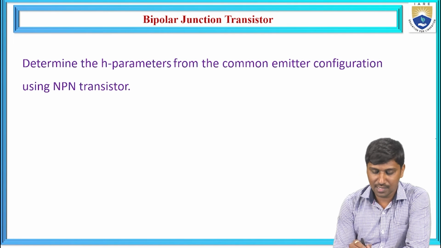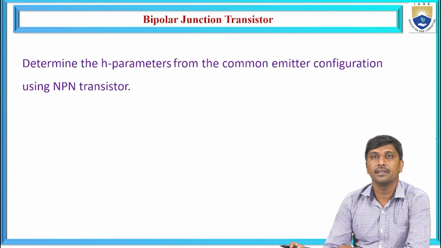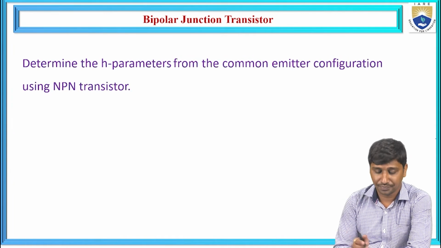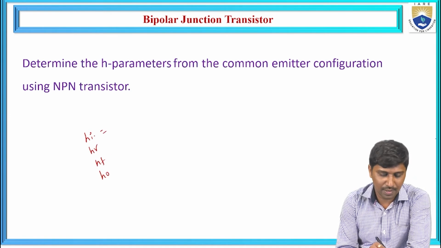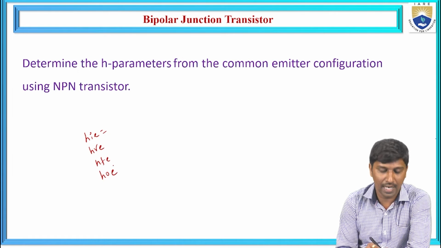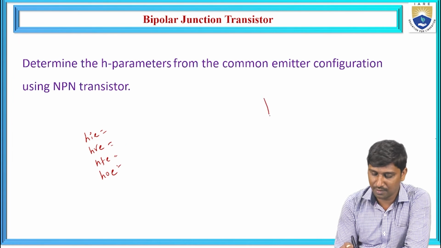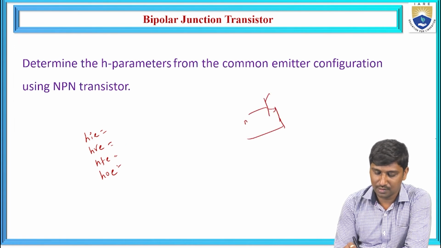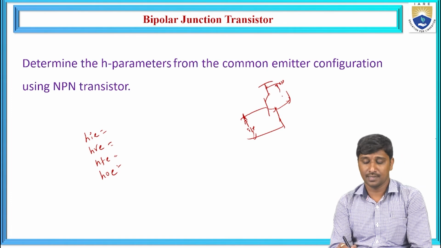Now determine the h parameters from the common emitter configuration using an NPN transistor. We know the h parameters are hi, hr, hf and ho. For the common emitter, they are hie, hre, hfe and hoe. Input impedance is the input parameter, and across the collector we measure the output, which contains a saturated voltage, represented as VCE sat.